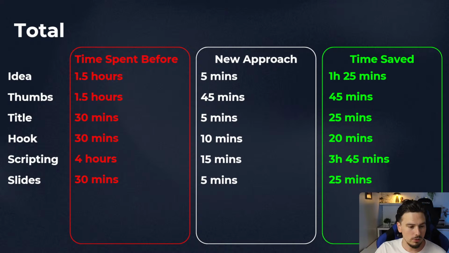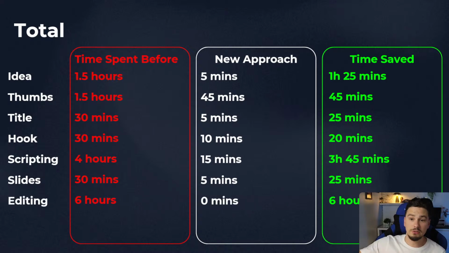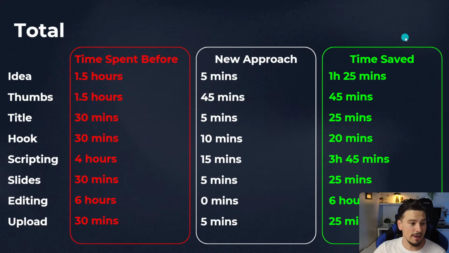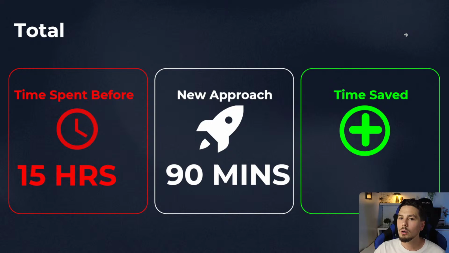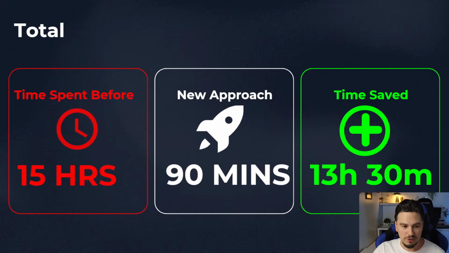The slides are a bonus, but hey, 5 minutes. Editing 0, so we're saving 6 hours, amazing. And then uploading from 30 minutes to 5 minutes. Before, we spent 15 hours. That's what I have in experience from when I was doing my content, and I also checked what I could find on the internet. That was the average data I found, and now it's 90 minutes. Time saved: 13 hours. Time is the most precious resource we have as business owners.